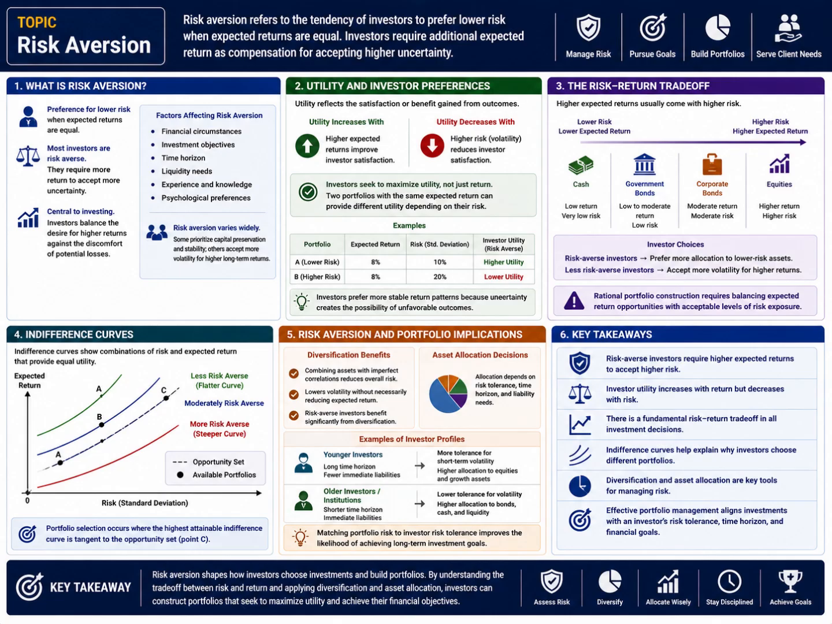The degree of risk aversion varies among individuals and institutions based on financial circumstances, investment objectives, experience, and psychological preferences. Highly risk-averse investors prioritize capital preservation and stability, while less risk-averse investors may accept greater volatility in pursuit of higher expected long-term returns. A key concept introduced in the topic is the risk-return trade-off.